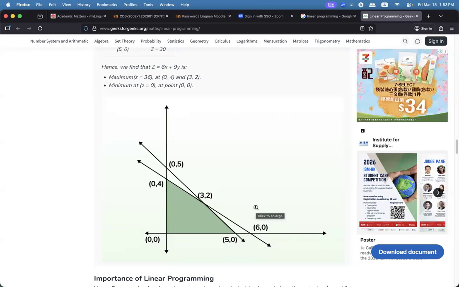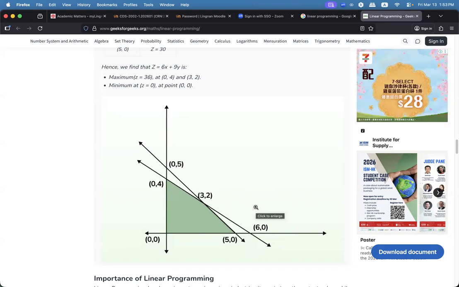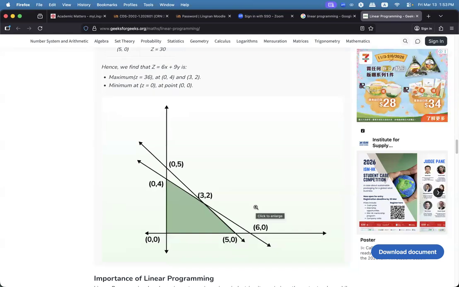I hope you still remember your DSE mathematics. You should have done questions like this, trying to find the optimal value that satisfies two different equations. Linear programming, right?